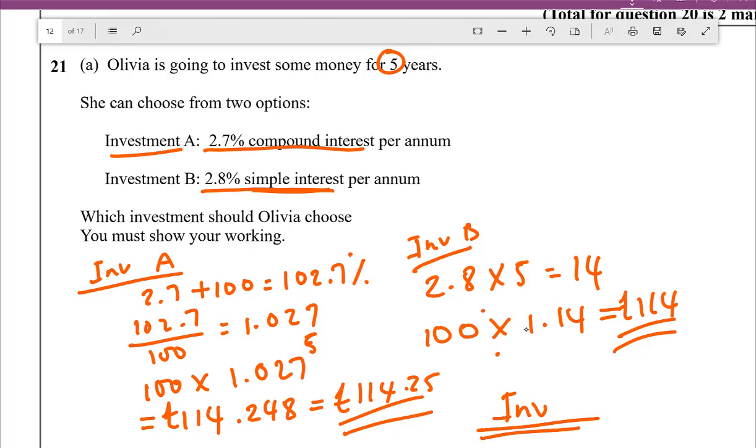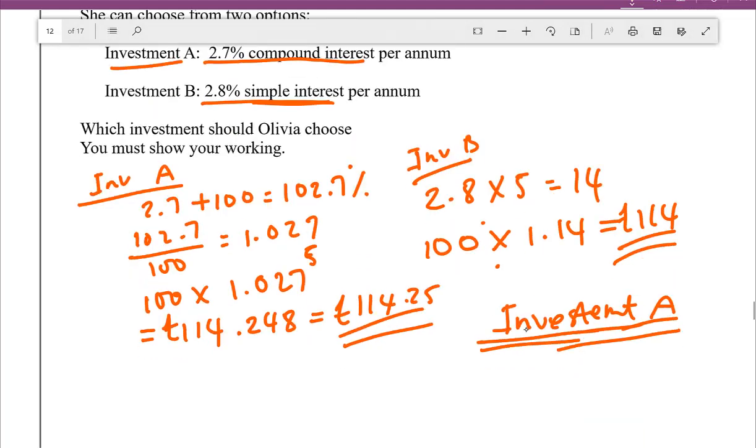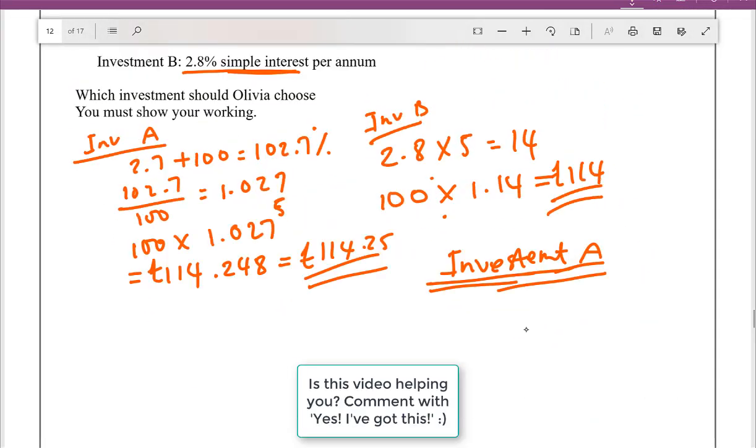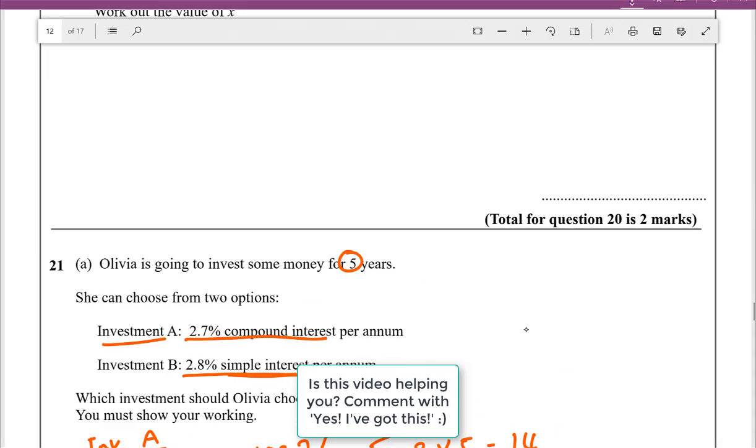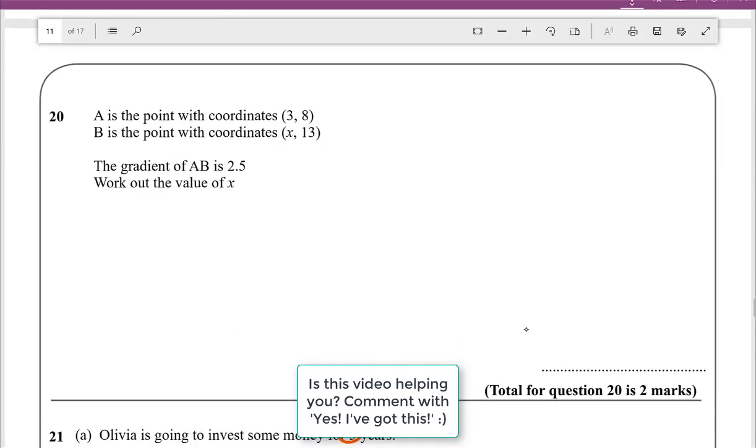Write the whole word, investment A. So that was question 21, worth 4 marks. Make sure you show all your working just like we showed here. Next question, we have number 20.